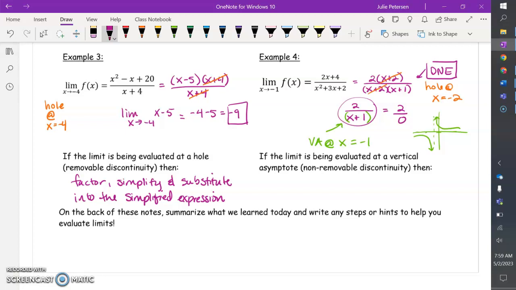If the limit is being evaluated where there's a vertical asymptote, which is called a non-removable discontinuity, then the limit does not exist.